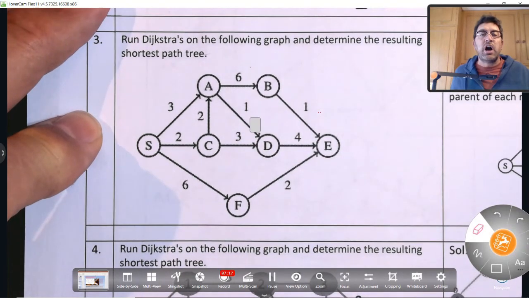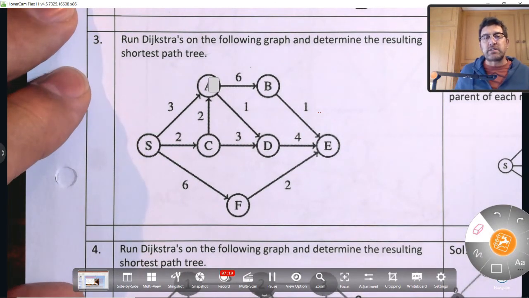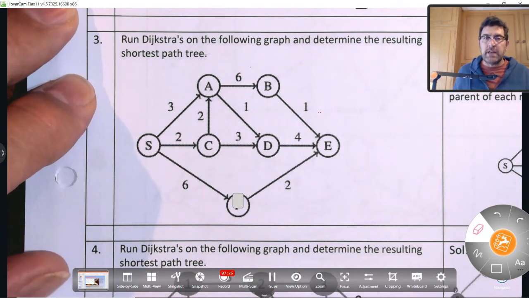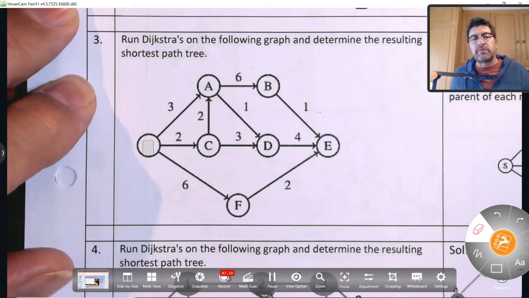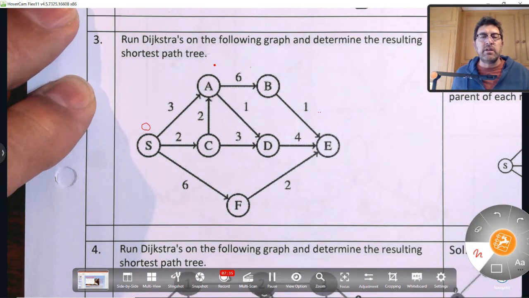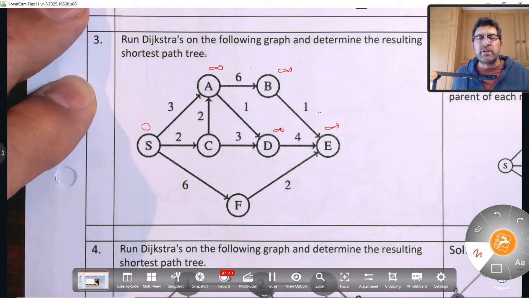There's a lot. Oh, hang on. This is a directed graph. So there's direction that we must move in. Okay, so we can only move from S to the others. So let's set this one to 0, and every other one we're going to assume is infinity. That's what Dijkstra instructs us to do.